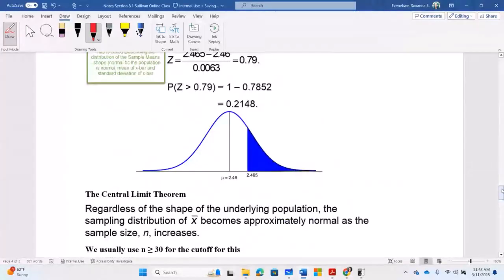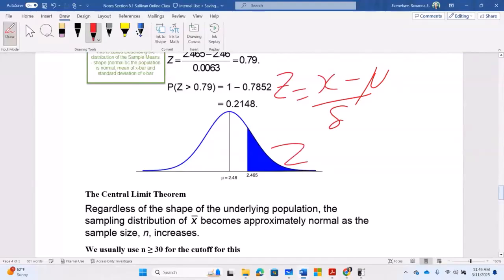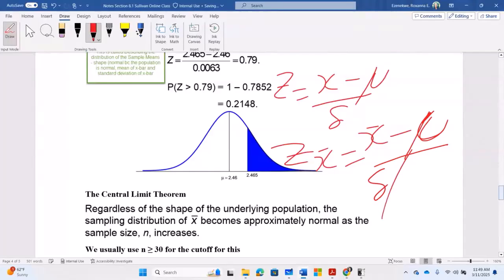So the original data has a z-score of z equal to value minus mean over standard deviation. But the z for the central limit theorem is equal to x bar. The value is x bar because the distribution is made of means. Value x bar minus mu x bar, the mean, divided by the standard error.